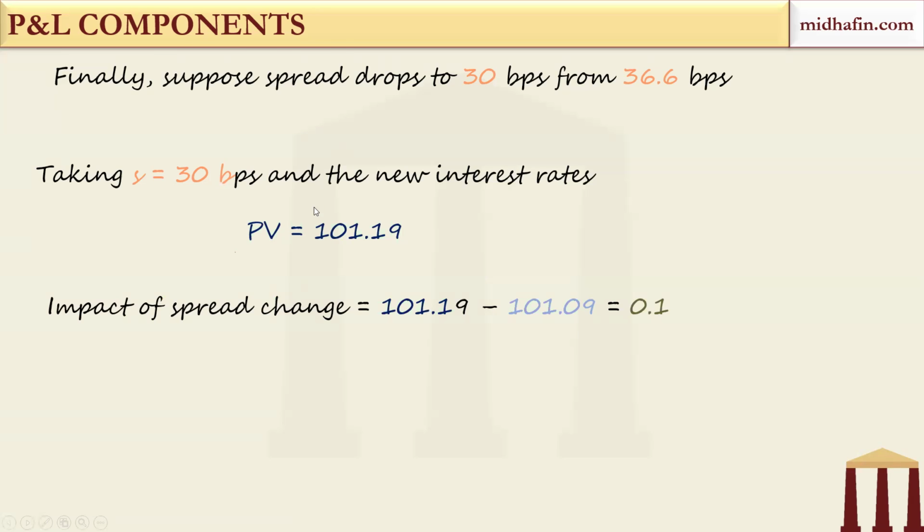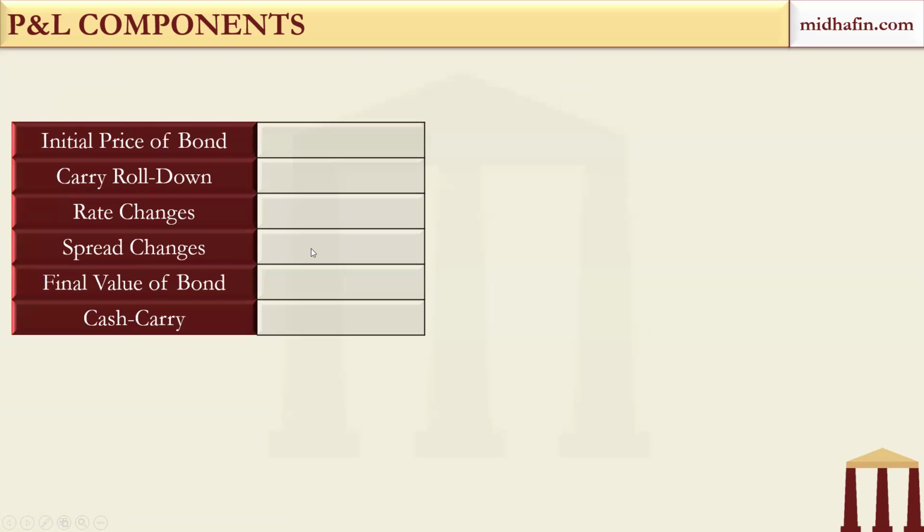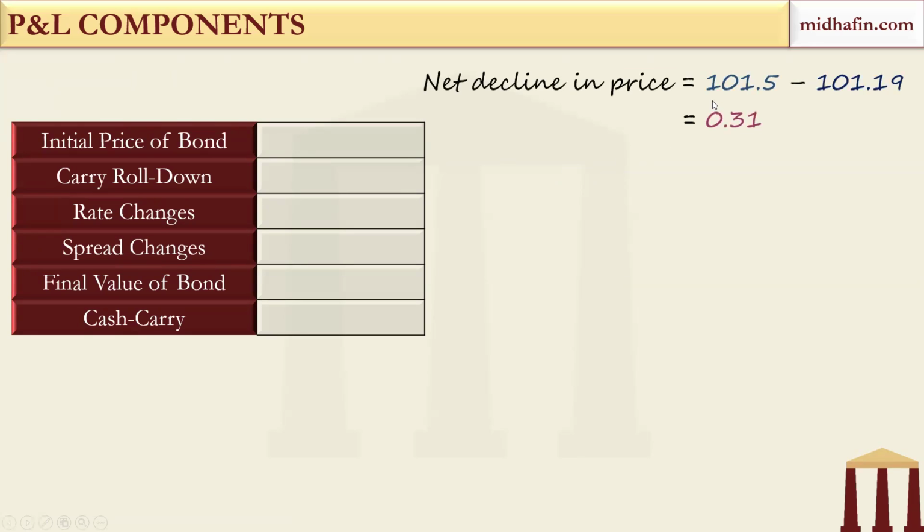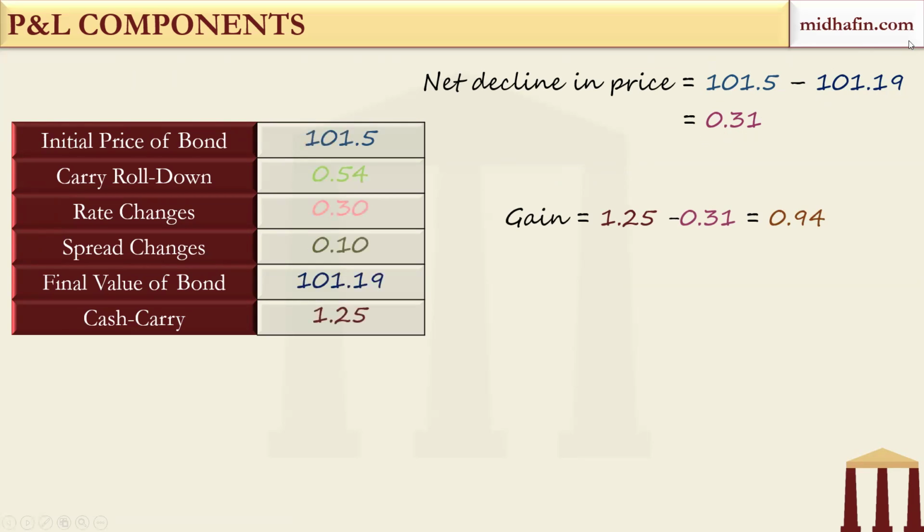Now let's see. This is the actual final price of the bond at 6 months from now, 101.19. Net decline in the price is, when I purchased it initially 6 months ago, I purchased it at 101.5. Today its price is 101.19. So the net decline is 0.31. I have received coupons also. Coupon was worth 1.25. So my net gain on this position is 1.25 minus 0.31, that is 0.94.